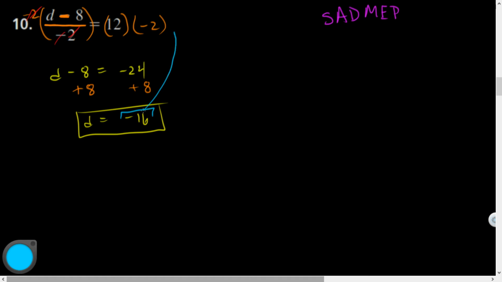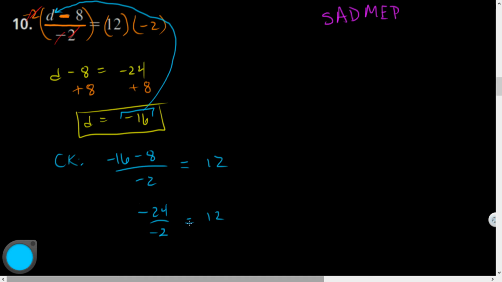So let's do a check. I think I can fit it down here. So I'll have negative 16 minus 8 divided by negative 2 equals 12. So order of operations, I would do negative 16 minus 8. I get negative 24 divided by negative 2 equals 12.